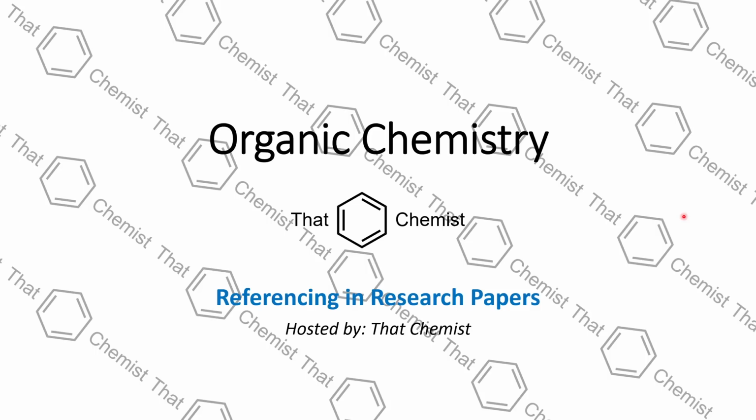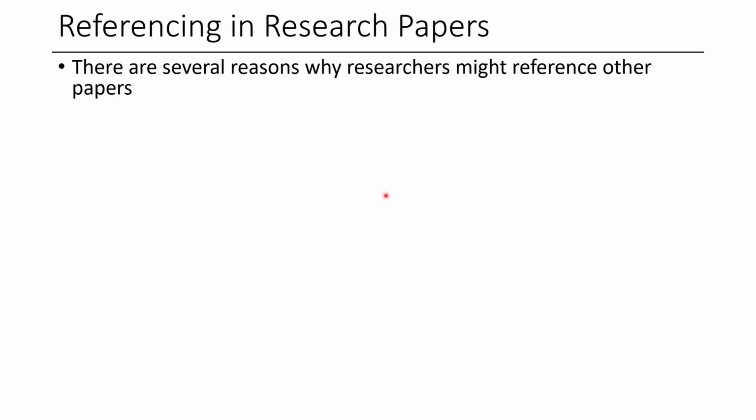Now, today we're not talking so much about styles for referencing, but rather the rationale for why you would reference certain ways versus other ways, and why some methods matter and other ones don't. So, when you're writing a research paper, there's several different reasons why you might reference some previous work.